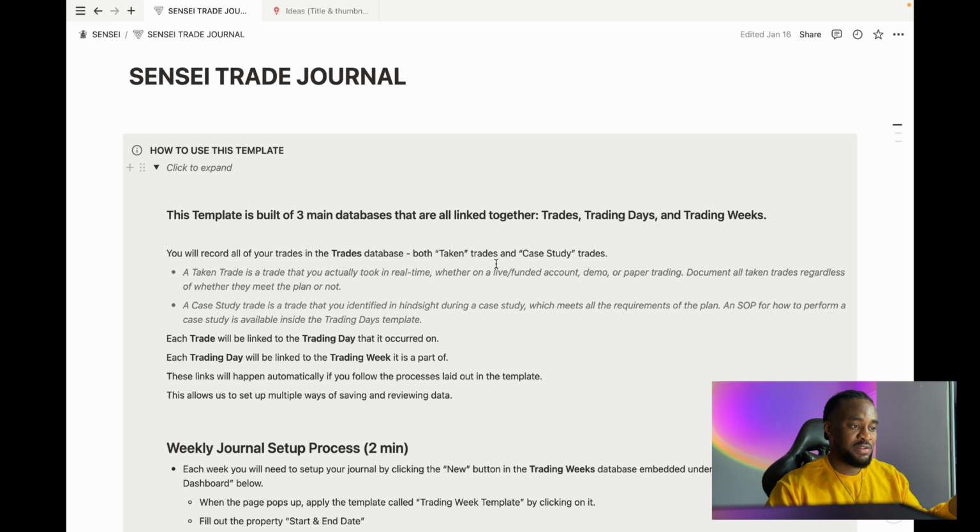Now, taking trades refers to trades that I take, that I execute on the live market on my account, while case studies are basically trades that I did not take, but the opportunity was there on that day. So this journal template covers both scenarios. When I take a trade and when I miss an opportunity, I also journal that missed opportunity just so I gain pattern recognition and learn from it.